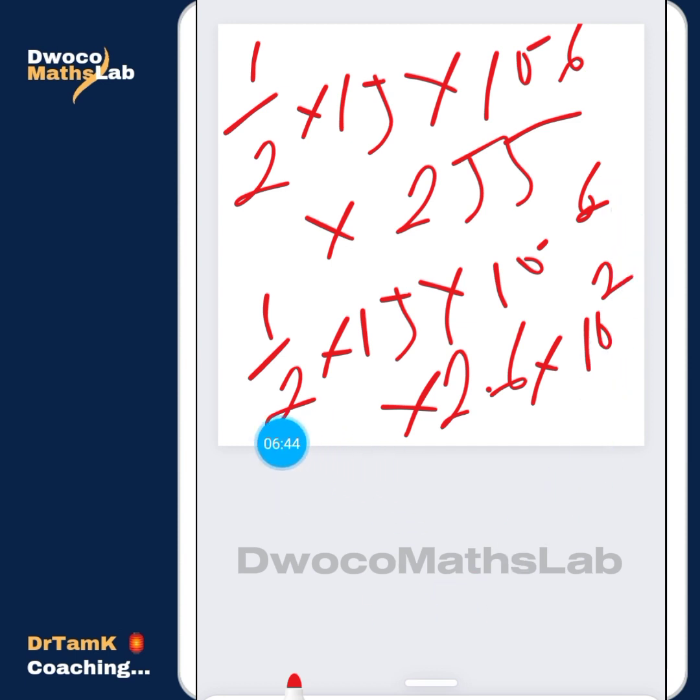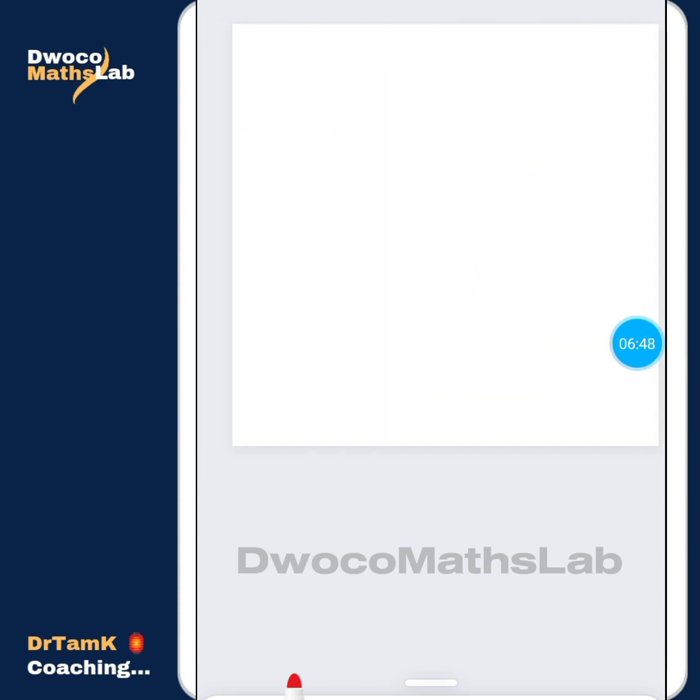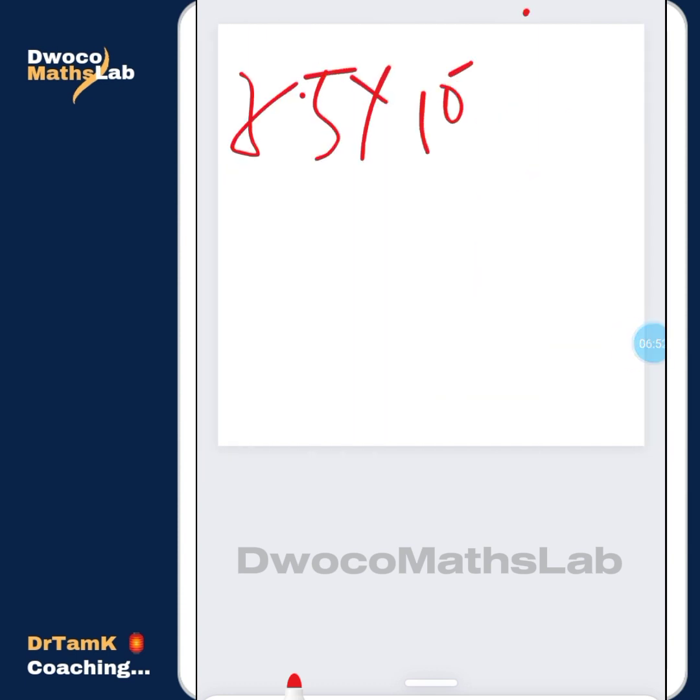So what do I have here? Now 2 can divide 15. If you divide 15 by 2, you're going to get 7.5. So we're going to get 7.5 times 10 raised to the power minus 6, and then times the 2.6 that we got. That is 2.6 times 10 raised to the power 2.